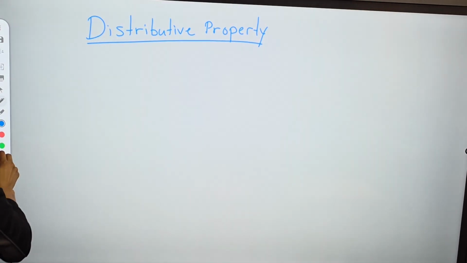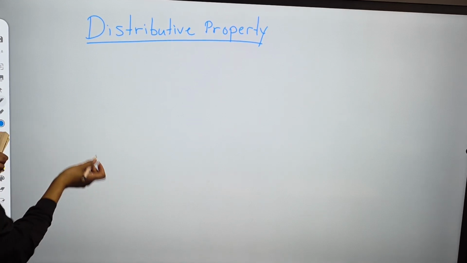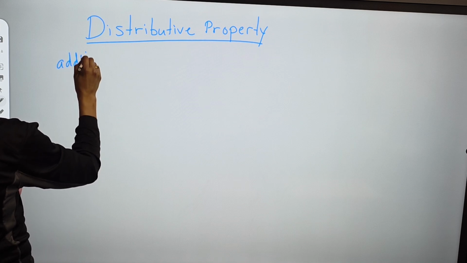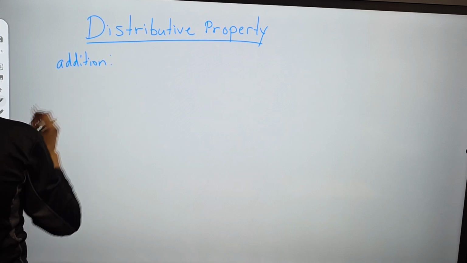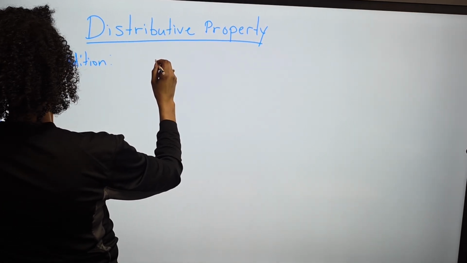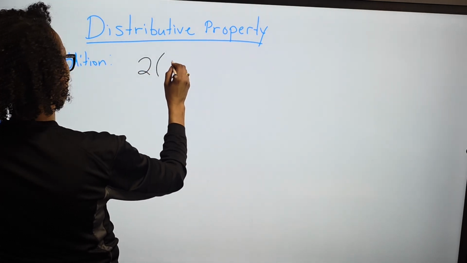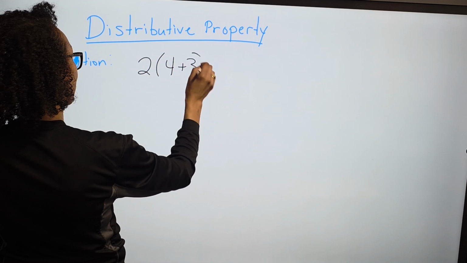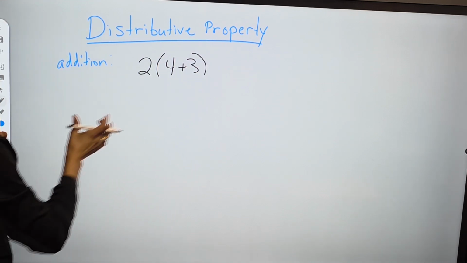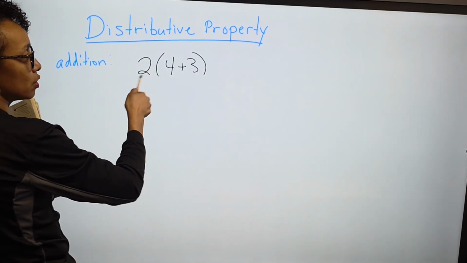And for the distributive property, there's also an addition, but then a subtraction version, all right? For the addition, let's see, they've got 2 parentheses, 4 plus 3, okay? So if we're starting with this, it's a little bit different. We have parentheses, we see there's addition in there, and then there's this 2 in front of the parenthesis.